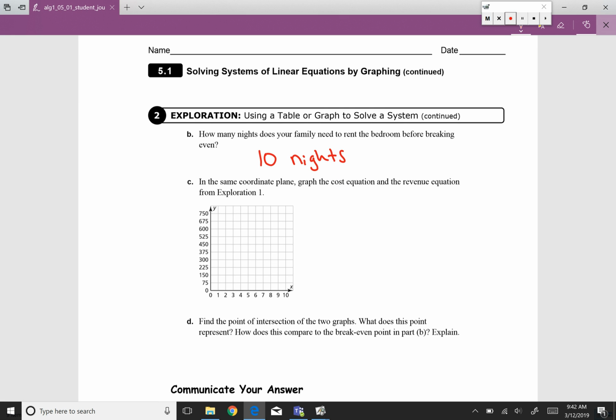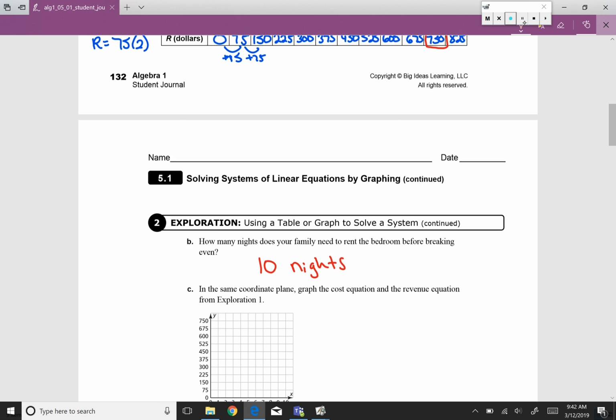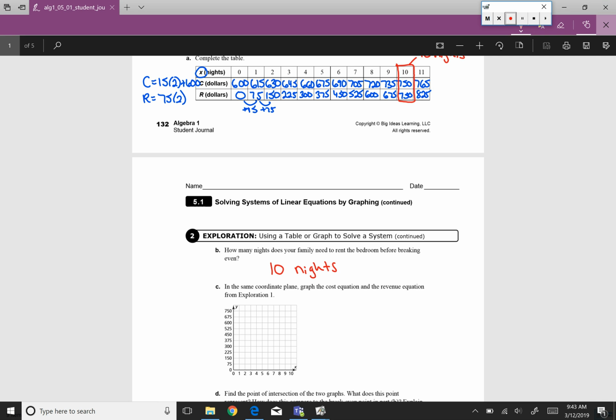So if I graph, I'm going to start by graphing the cost one. One of the easiest ways to graph is we can just pull some ordered pairs right from our table. So when we had 0 nights, we had $600. And then I'm looking for this scale along the y-axis goes up by 75s. So I'm going to see if I can find some of those numbers in my row for cost. So 675, I do find that when x is 5. So x is 5, y is 675.